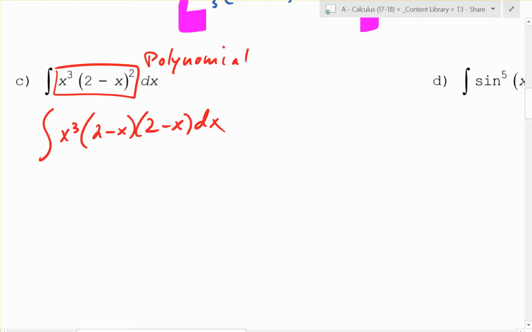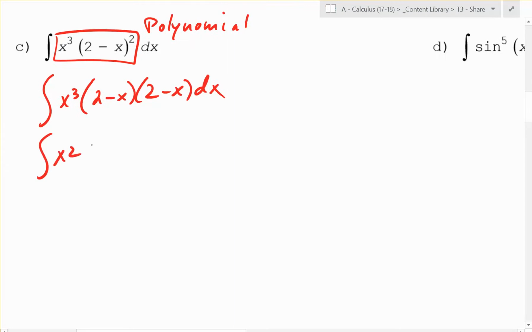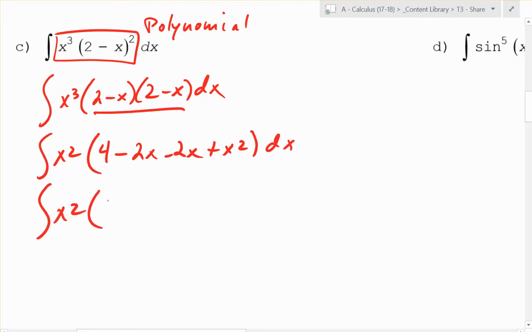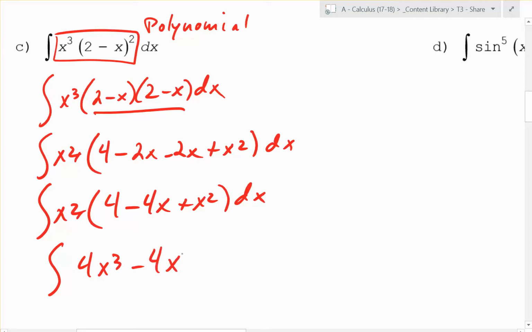I'm going to write it out like that, and then do the next multiplication piece by piece, multiplying these two. So you get 4 minus 2x plus x squared. I'm going to simplify a little bit inside the parentheses, so it's 4 minus 4x plus x squared dx. And now I'm going to multiply in the x, oh, it's cubed, sorry. So you end up with 4x cubed minus 4x to the 4th plus x to the 5th dx.